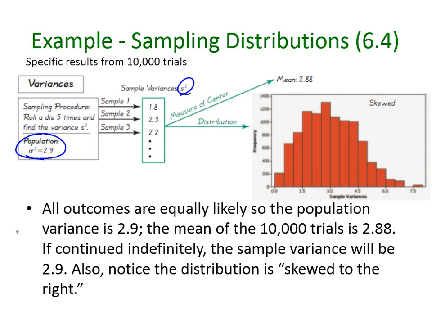When they did this 10,000 times, the mean of the sample variances was 2.88. Again, it's targeting that 2.9. Is it exact? No, it's coming from samples. It's not the actual population. You're not including everything, just the one time that it's included. But we're getting really close.